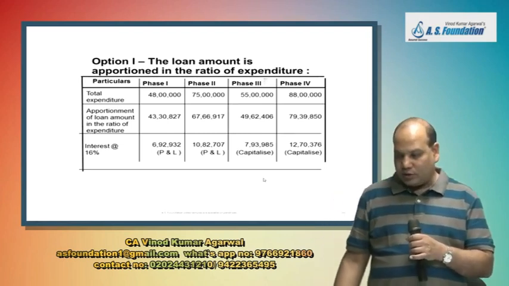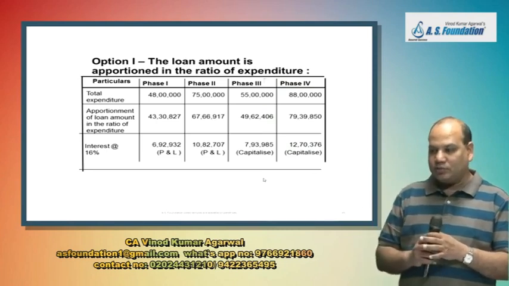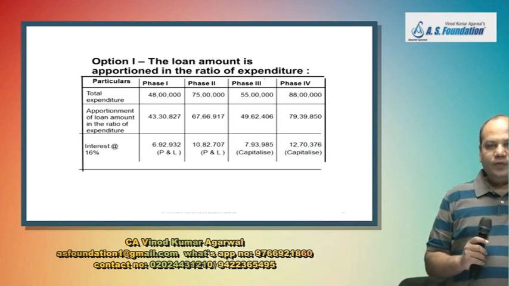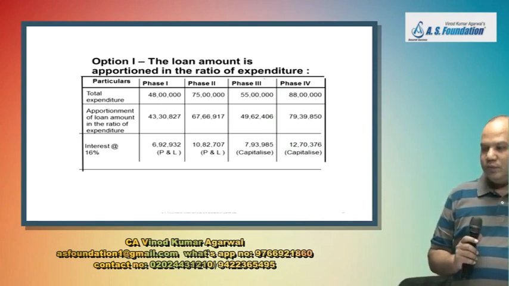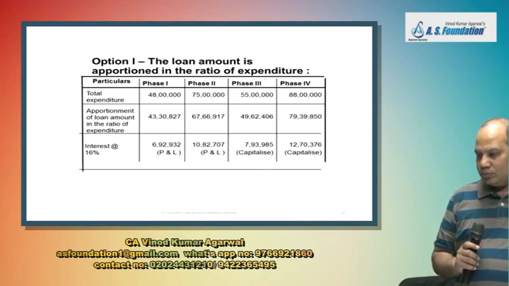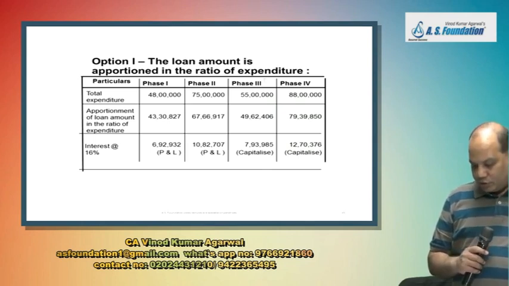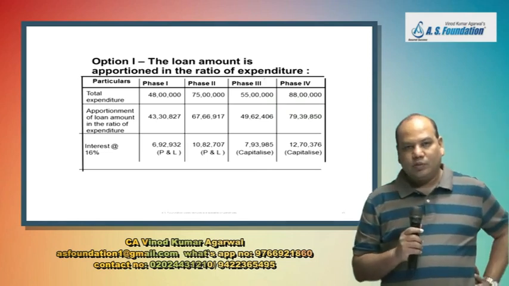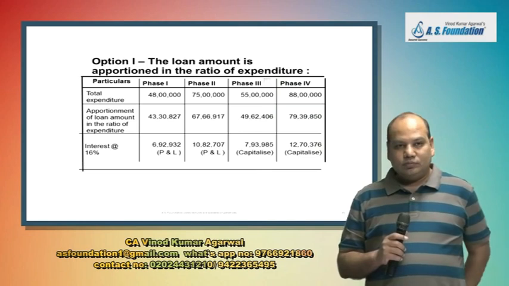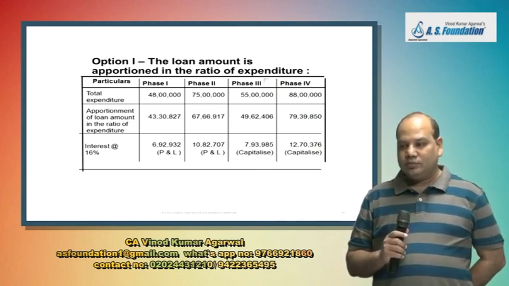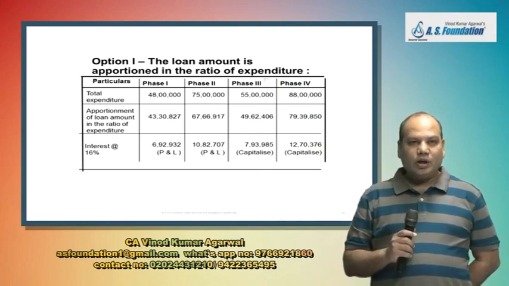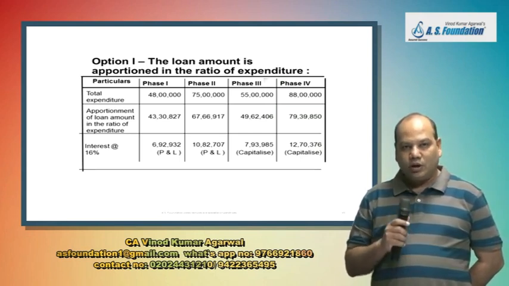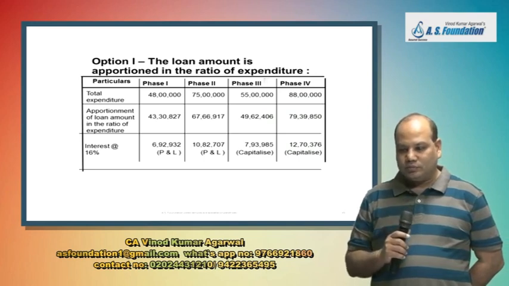Write a note, I will dictate. It is assumed that phase 1 and phase 2 became operational at the beginning of the year.